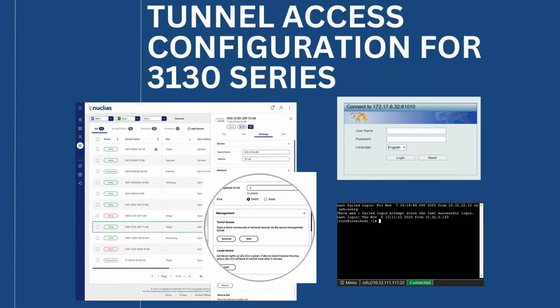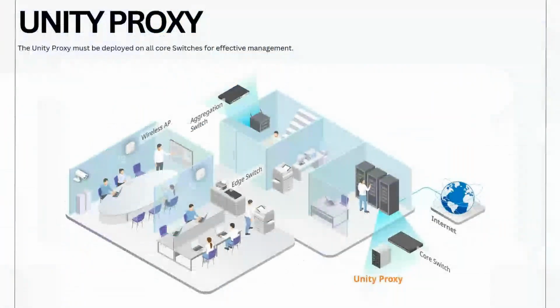Yeah. And on that point, we're now going to bring up the Nuclias Unity proxy. So what we've developed as a solution is the Unity proxy, which is a piece of software that you can download. What that will do is sit on your system, and it will allow you to manage your core switches. As Steve just said, it's related back to the previous slide.